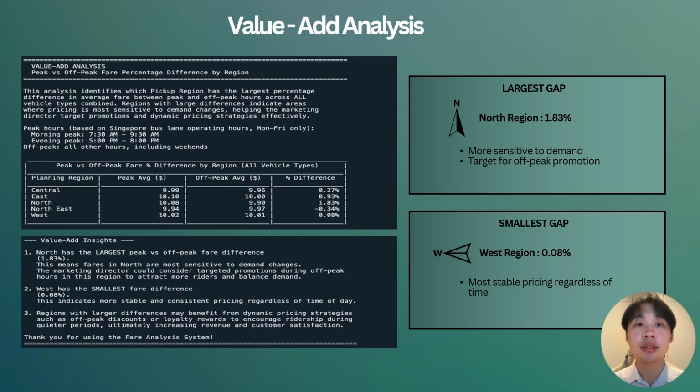In summary, the program fully addresses all 5 deliverables: filtering by vehicle type, tabulating fares without any external module, generating insights automatically, running continuously until the user exits, and lastly providing a value add regional analysis. All of this was built using pure Python with no external libraries.